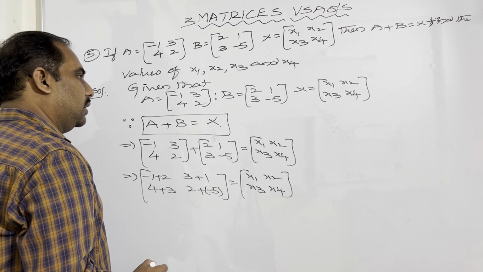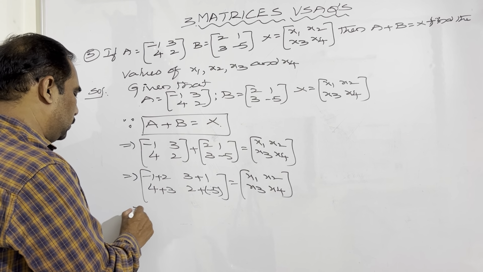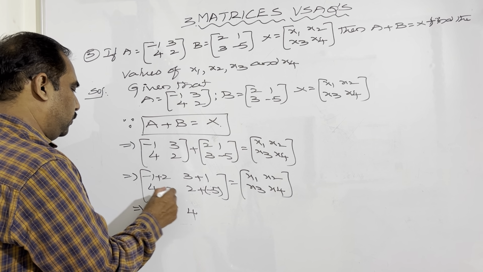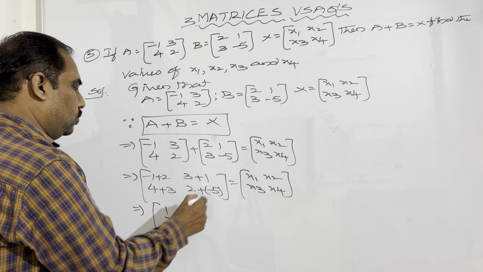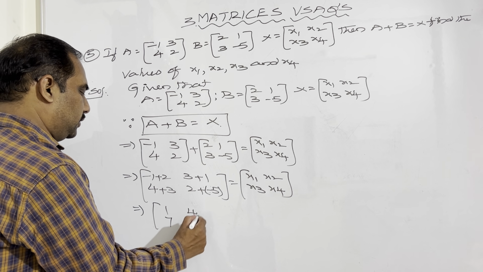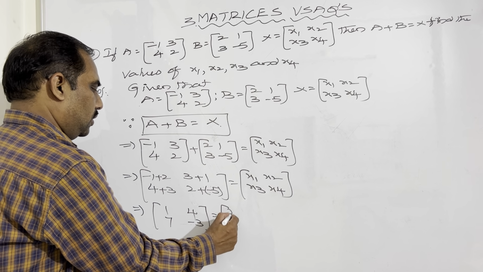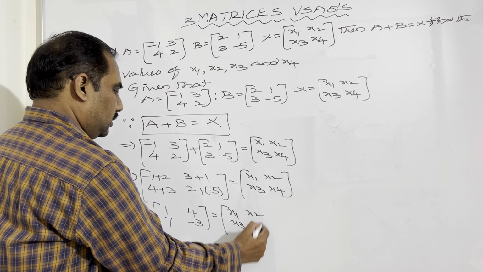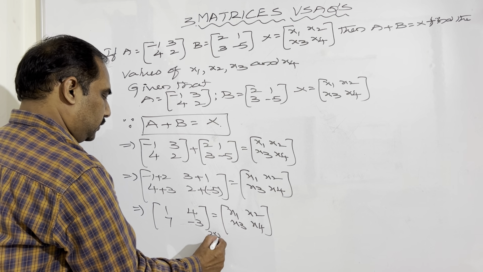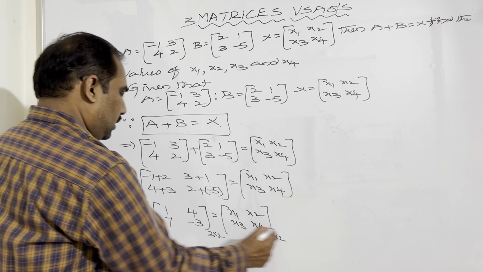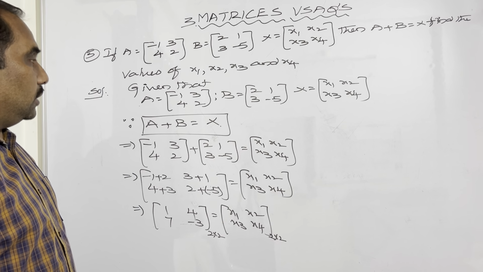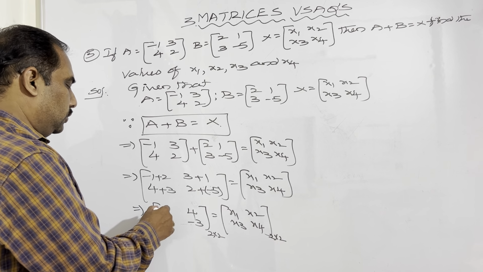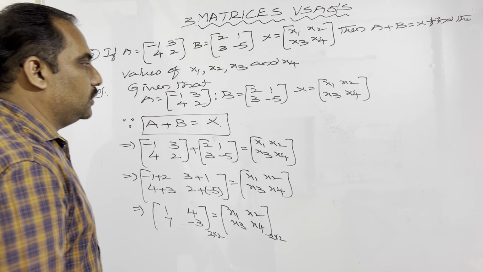See, observe here we get minus 1 plus 2, which implies 1, and 3 plus 1, 4, 4 plus 3 is 7, and 2 minus 5 here, that is minus 3. So which is equal to X1, X2, X3, X4. See here both are 2 by 2 matrices only. So that's why, if the matrix order of both is same, the corresponding elements are equal.